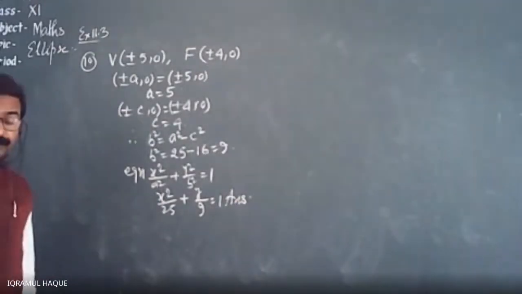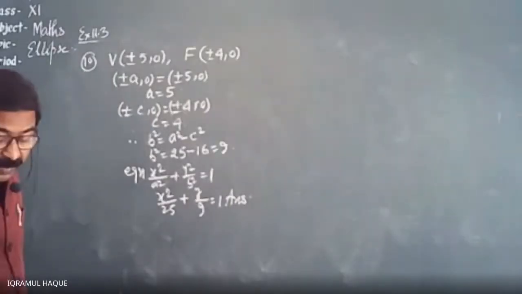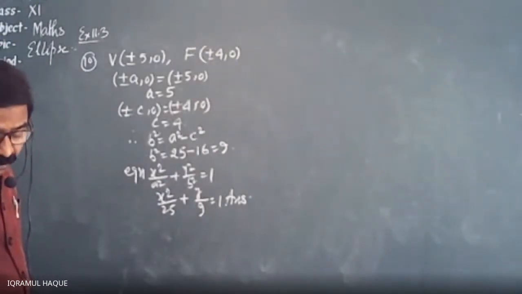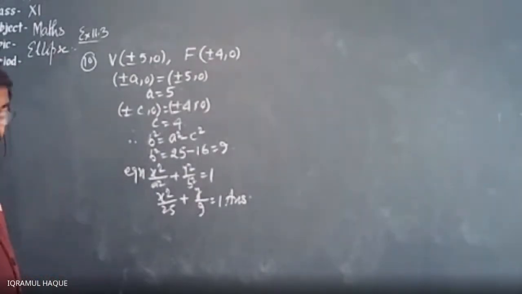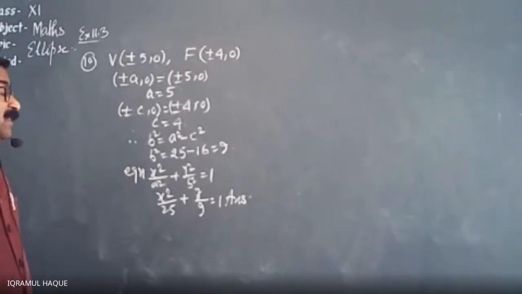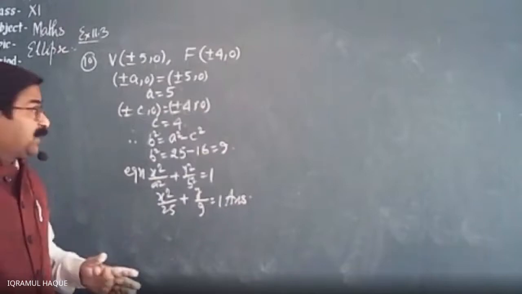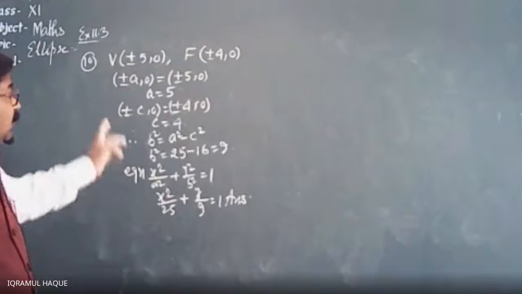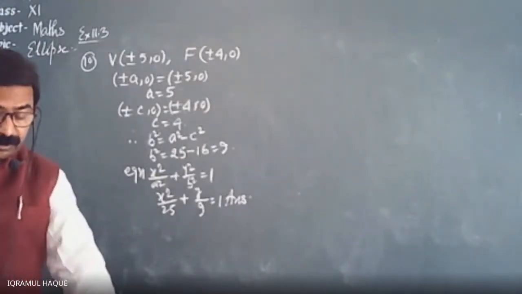Is it clear? Yes, sir. Now see, question number 11 is the same as this question, and question number 12 is also. Question number 11 and 12 you have to try. In question number 11, the ellipse is along the y-axis. Just take care of it. Vertices are given, foci are given, you have to find the equation. In the 12th question again, vertices are given, foci are given, you have to find the equation. So you will solve.